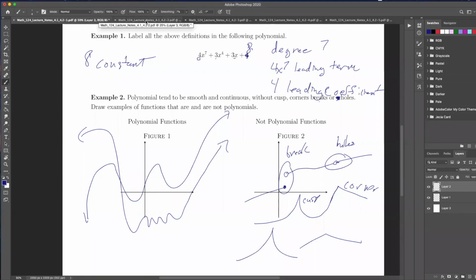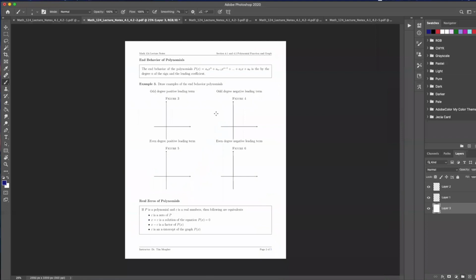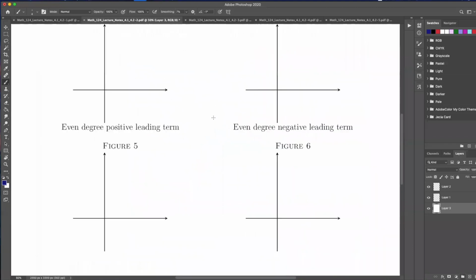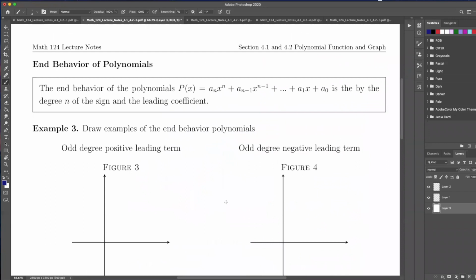All right, so let's get into this. Let's talk about the end behavior of the polynomial. The end behavior of a polynomial should be determined by the degree n and the sign of the coefficient.